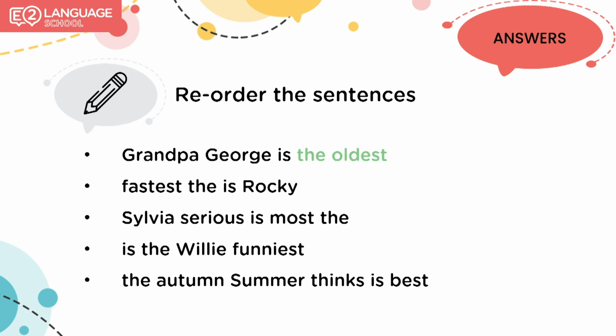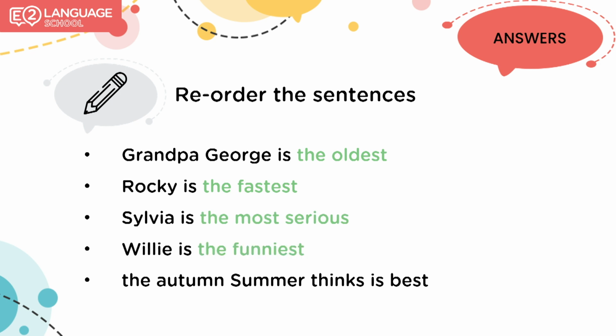So, the first answer, Grandpa George is the oldest. Next, Rocky is the fastest. Sylvia is the most serious. Willie is the funniest. And finally, Summer thinks autumn is the best.